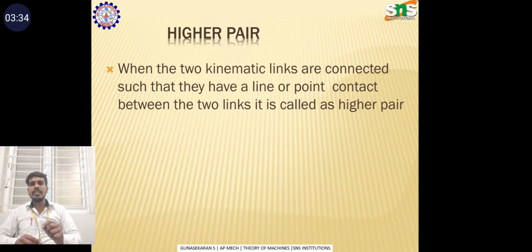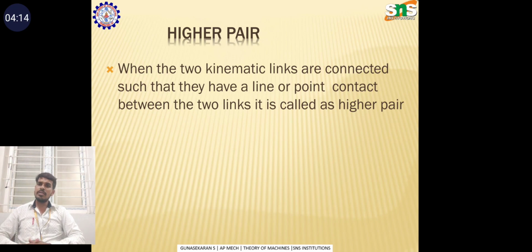In a higher pair, the components are typically in point contact or line contact rather than surface contact, which results in more varied and sometimes more complex motion such as rolling or slipping. The motion in a higher pair is not limited to a single degree of freedom like in a lower pair. Instead, it can involve a combination of rotational and translational motions or even more complex movements depending on the design.